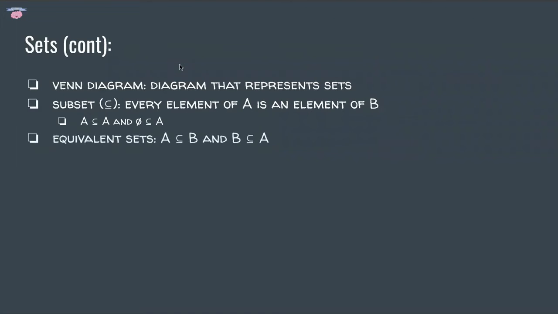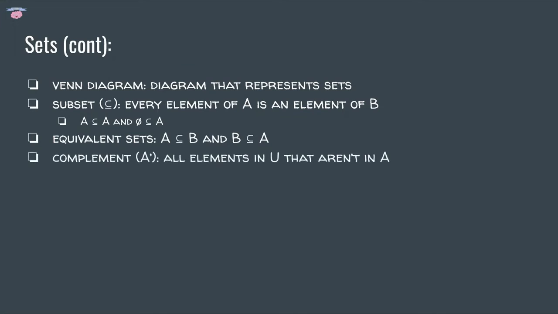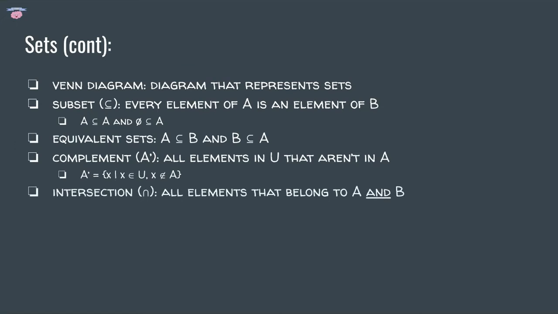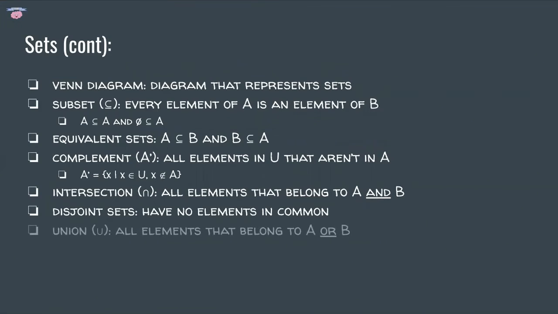Equivalent sets is when A is a subset of B and B is a subset of A. Basically, they have the same exact elements. The complement of a set is all the elements in the universal set that aren't in A. And this is the set builder notation for it. The intersection is all the elements that belong to A and B. Disjoint sets have no elements in common, so their intersection is the empty set. And the union of sets is all the elements that belong to A or B.